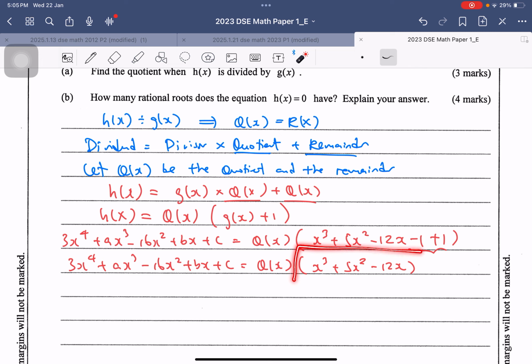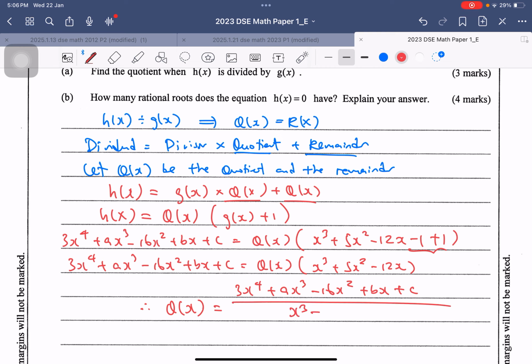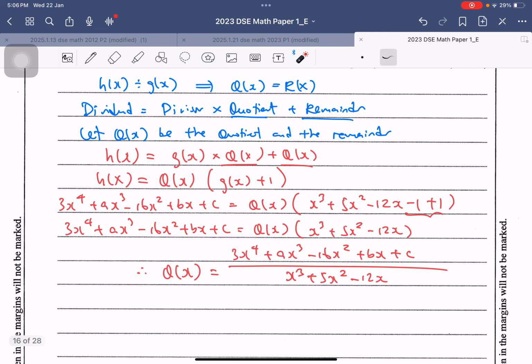So what we can do is move this to the left-hand side and make q(x) the subject. We have q(x) equal to 3x to the power 4 plus ax cubed minus 16x squared plus bx plus c, divided by x cubed plus 5x squared minus 12x. But now you will see the problem: we have so many unknowns. Using short division or long division is very hard to do, isn't it? Then we need to think about another way.